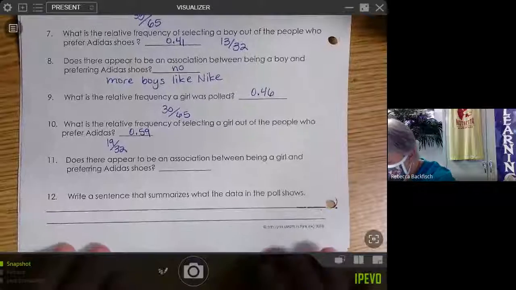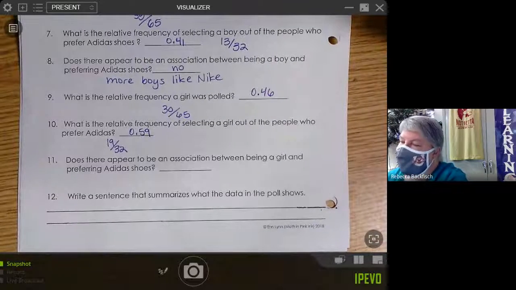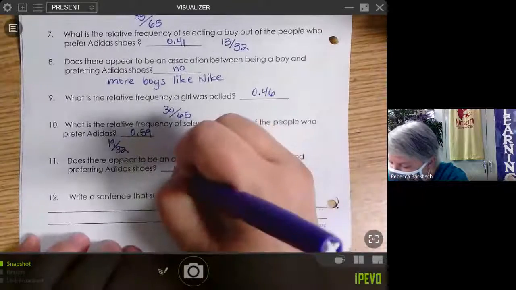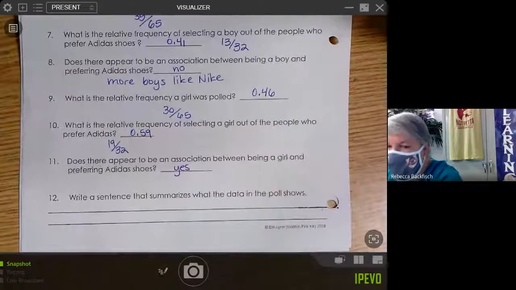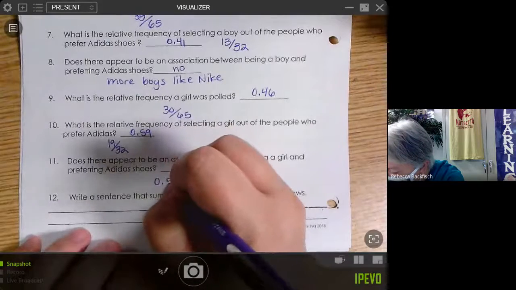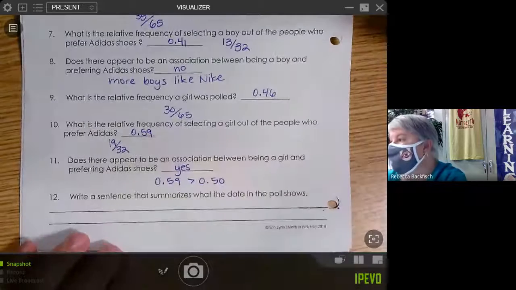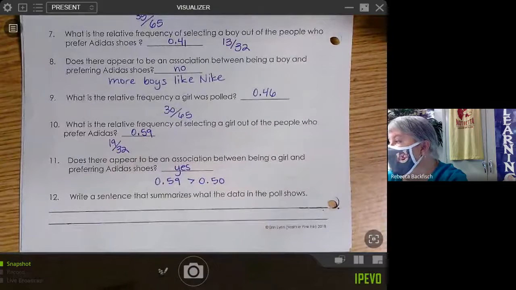Sorry. Does there appear to be an association between being a girl and preferring Adidas shoes? I'm going to say yes. And like I said, reading ahead on this worksheet, how they're answering questions, I'm going to say yes because 0.59 is basically more than half. More than half the girls liked Adidas. So yes.